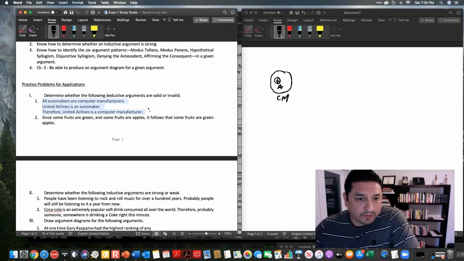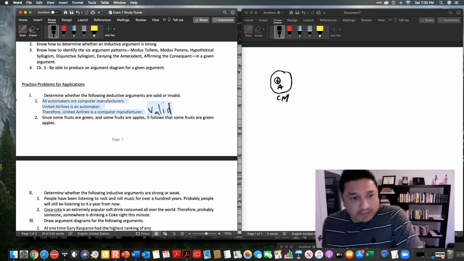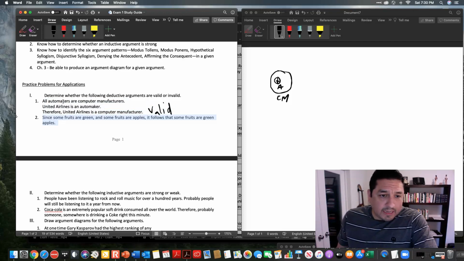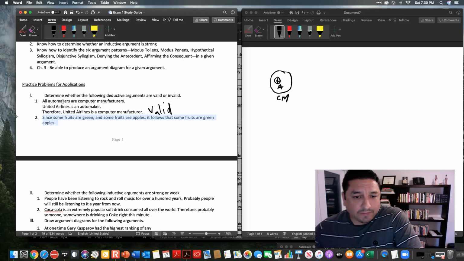Okay, so we'll put valid here. Okay, so now let's take this other argument. Since some fruits are green and some fruits are apples, it follows that some fruits are green apples. There's actually going to be a couple different ways you can draw a diagram representing this. And so I'll do it both ways.